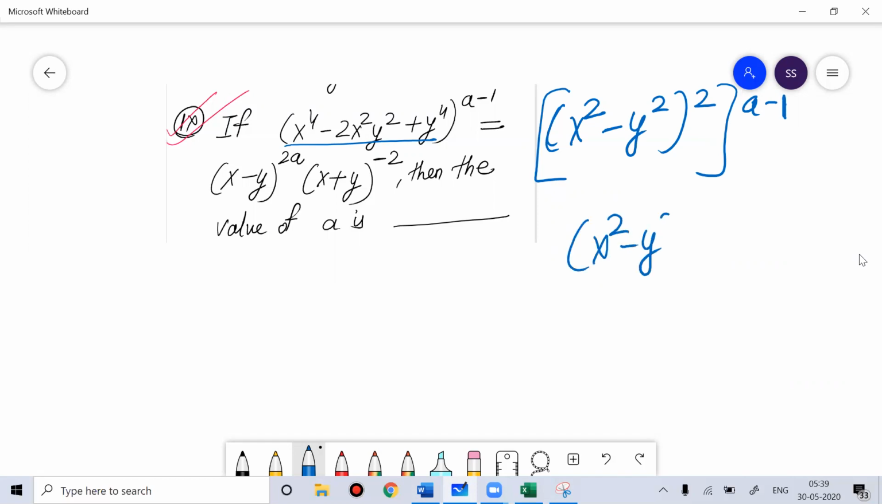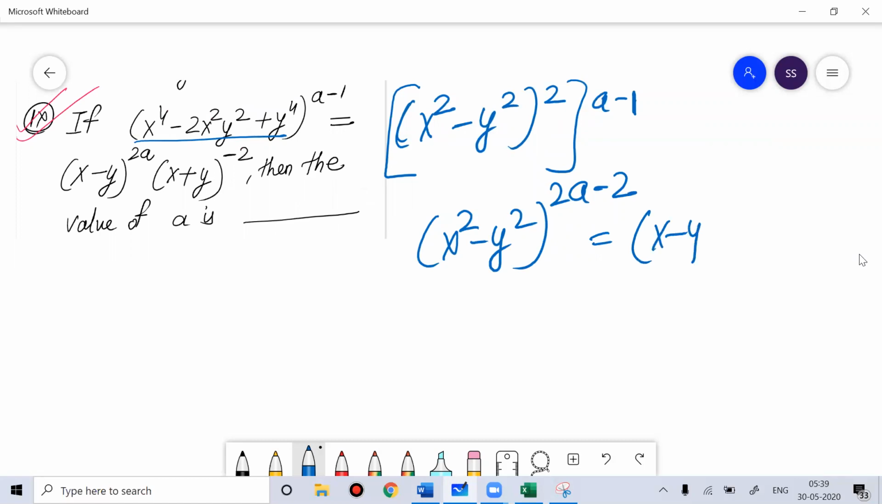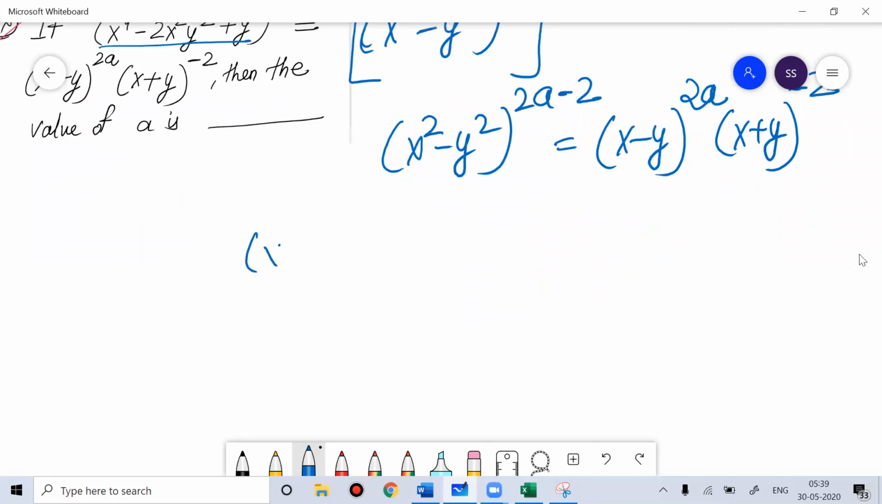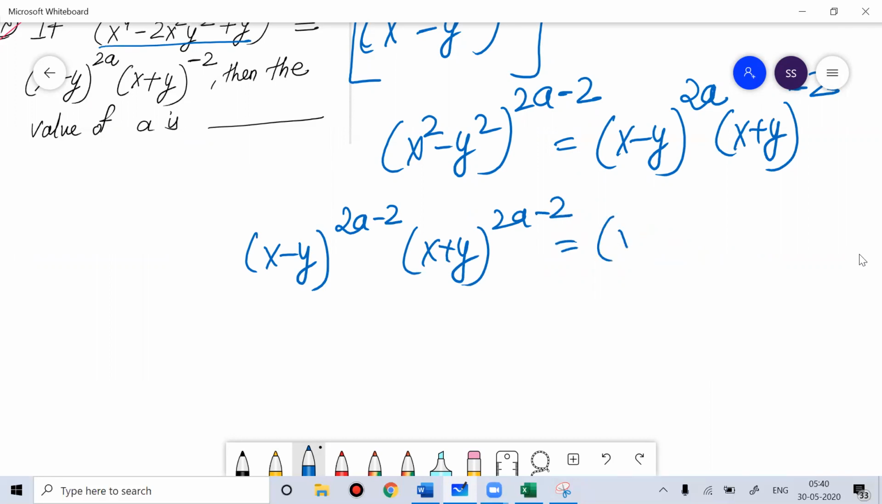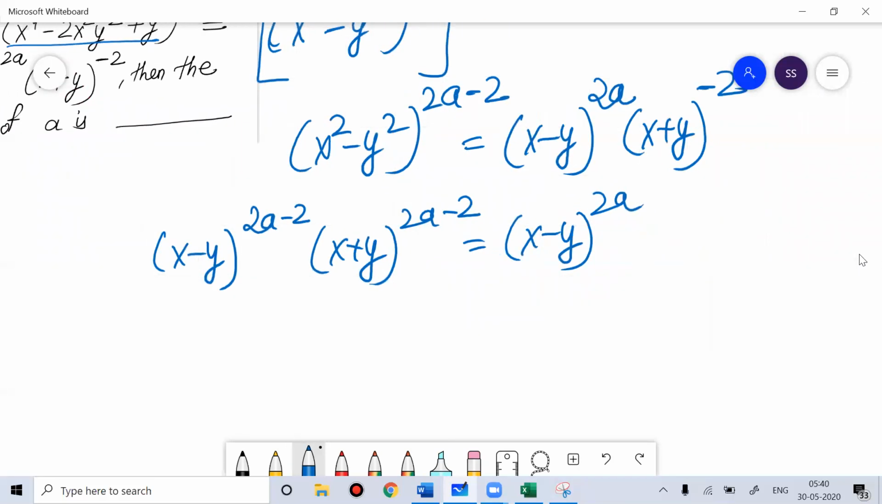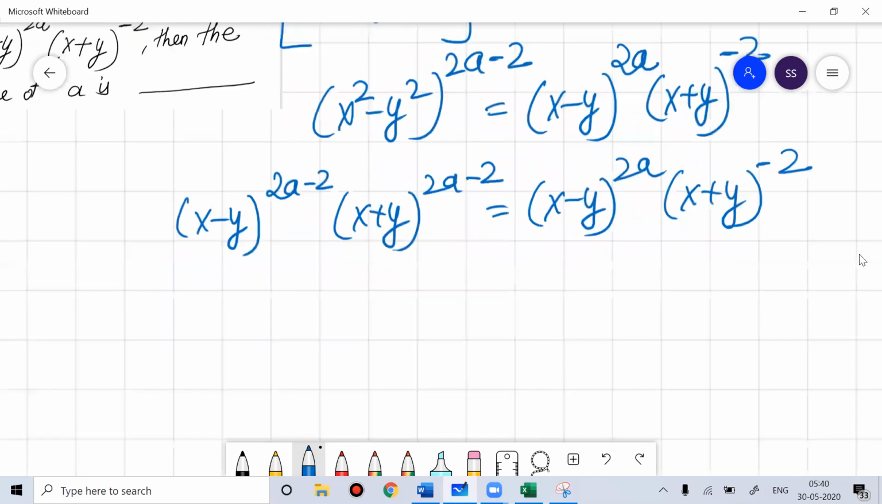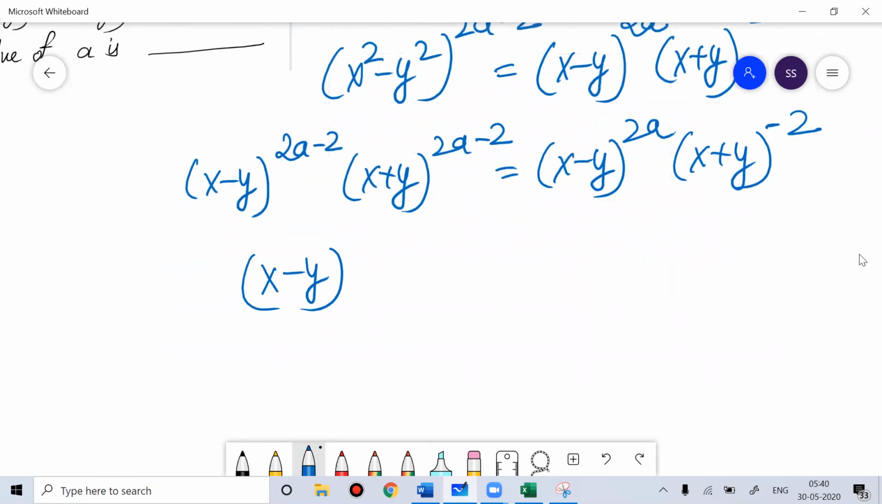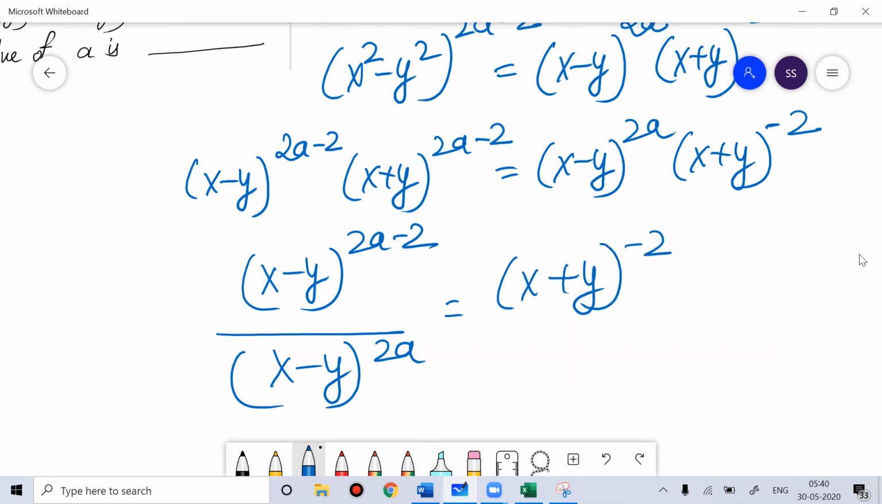This will give you x square minus y square to the power 2a minus 2, and that is equal to x minus y to the power 2a into x plus y to the power minus 2. So you can break this a square minus b square as a minus b into a plus b. So you can write this as x minus y to the power 2a minus 2 into x plus y to the power 2a minus 2, which is x minus y to the power 2a into x plus y to the power minus 2. So this is x minus y to the power 2a minus 2 by x minus y to the power 2a is equal to x plus y to the power minus 2 by x plus y to the power 2a minus 2.